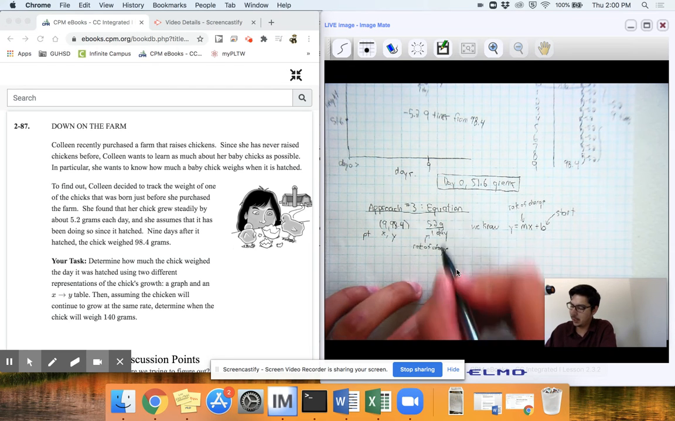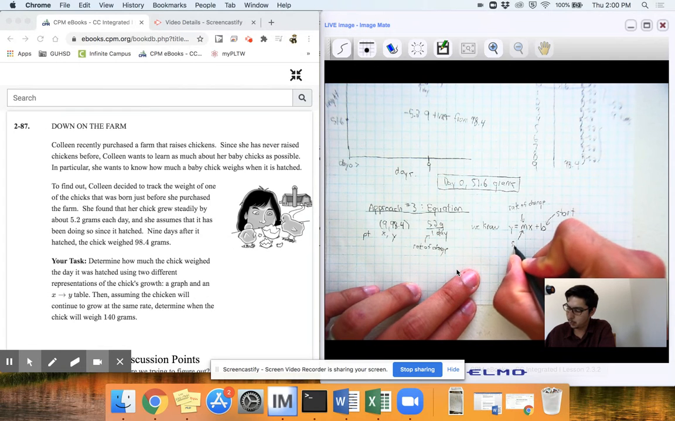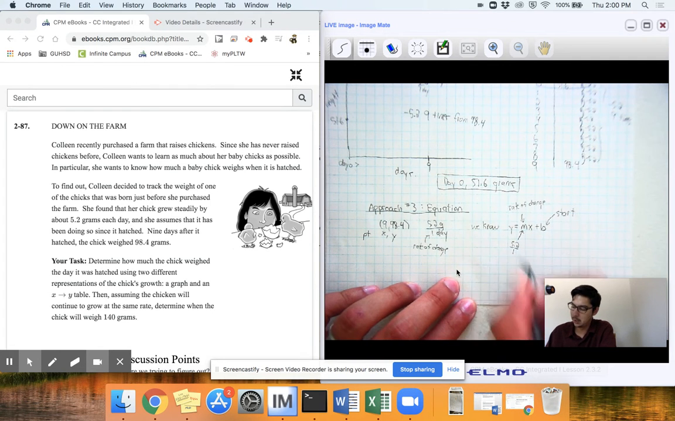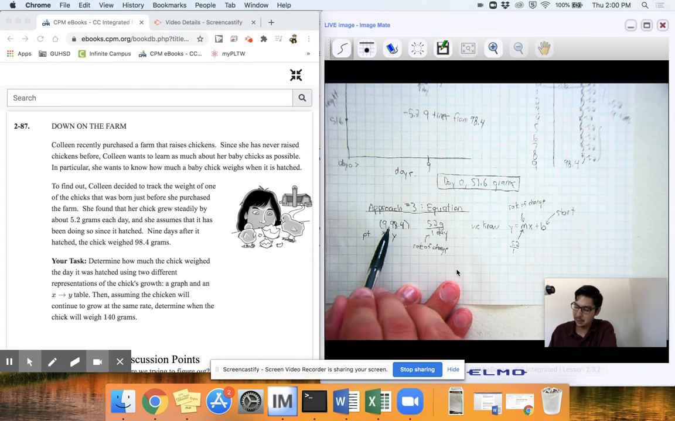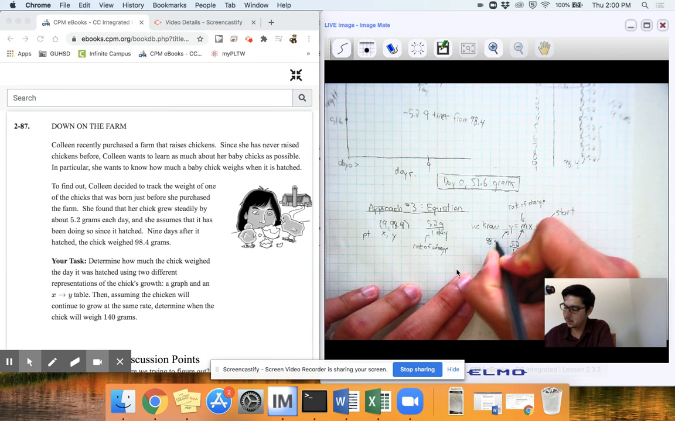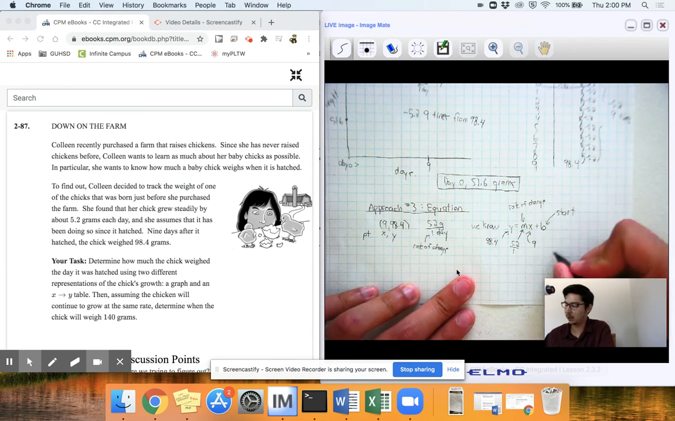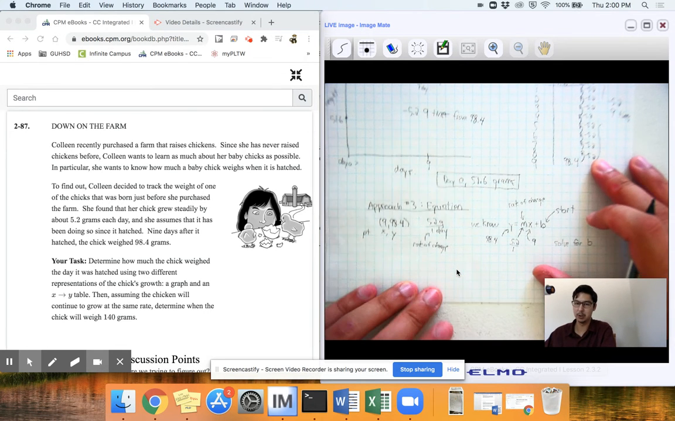Now what we can do is we can take the rate of change and plug that into m. That's the 5.2 over 1. And then remember that 9th day, 98.4, that's a point in x comma y. It's a fact we know about a time in this problem. So then for y, we can put 98.4, and for x, we can put 9. And then we're going to solve for b. Okay. So I'm going to do this with you.